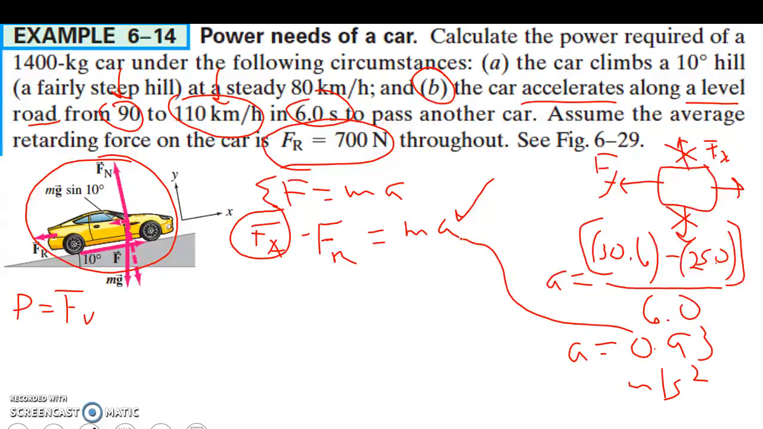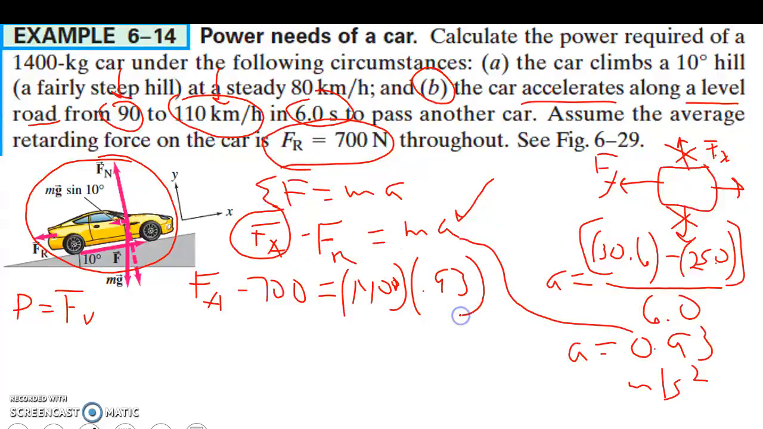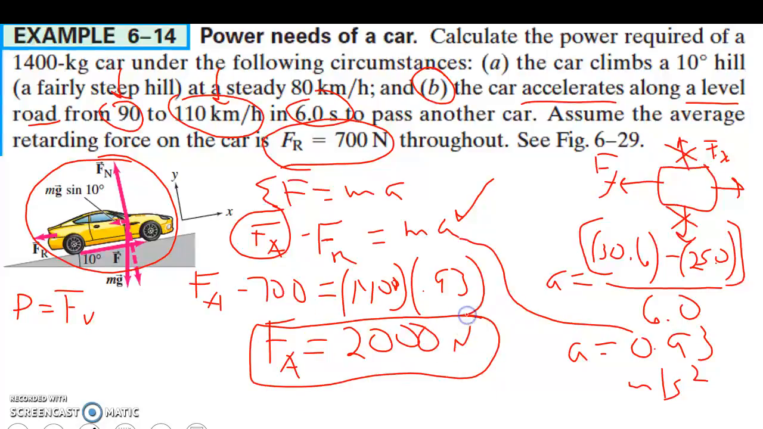The mass of the car hasn't changed. So here's what we got. FA minus retarding force of 700 equals 1,400 multiplied by 0.93, and I can solve for my FA. All right, my FA is 2,000 newtons. There's a little bit of change there, but again, I'm going to keep it rounded. So I have 2,000 newtons.